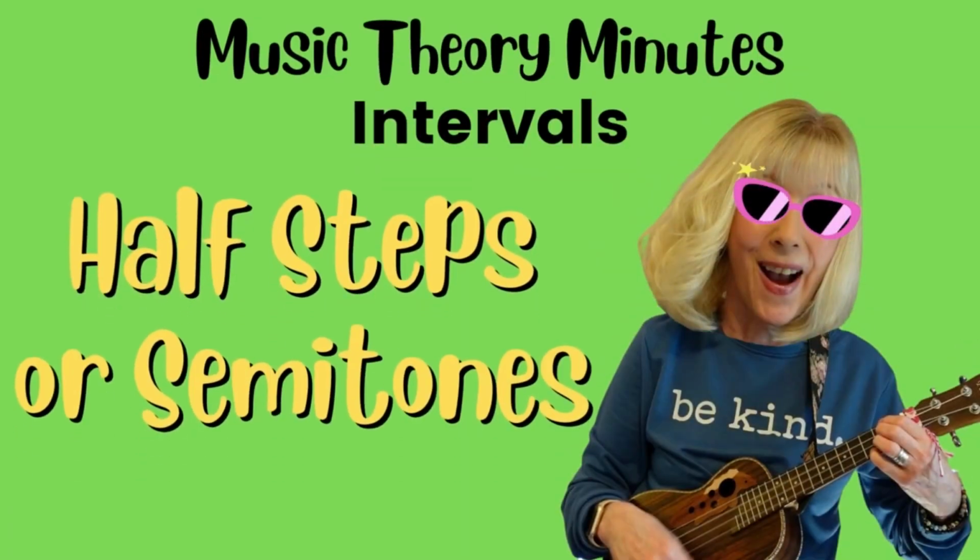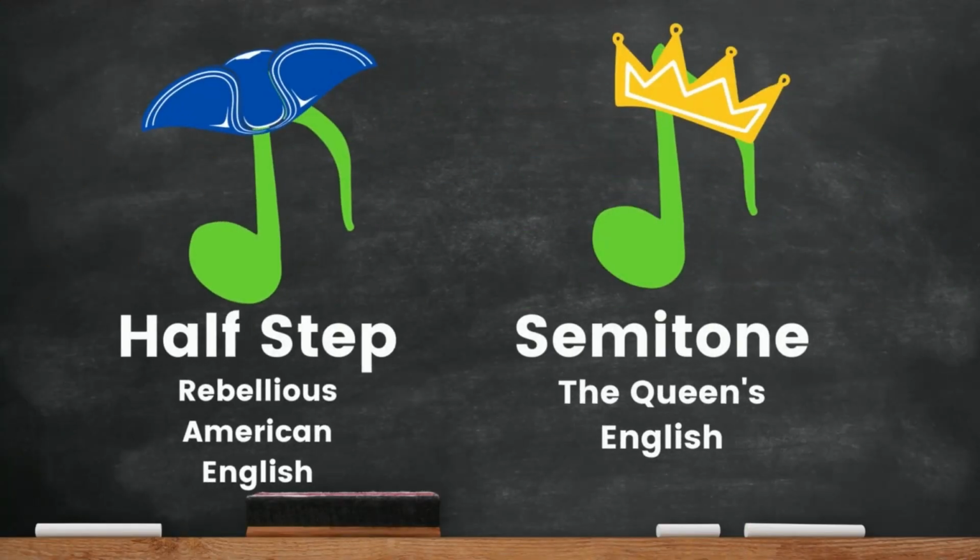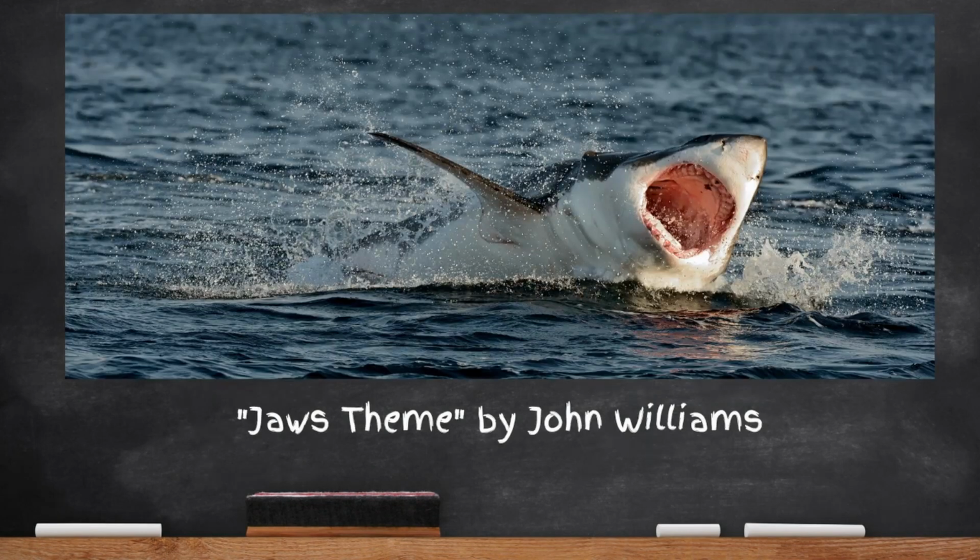Welcome to the second lesson about intervals. We are going to explore the smallest interval in Western music, the half step, or in the Queen's English, a semitone. This smallest of intervals was used to represent the terror of a great white shark. So though it is small, it is mighty.